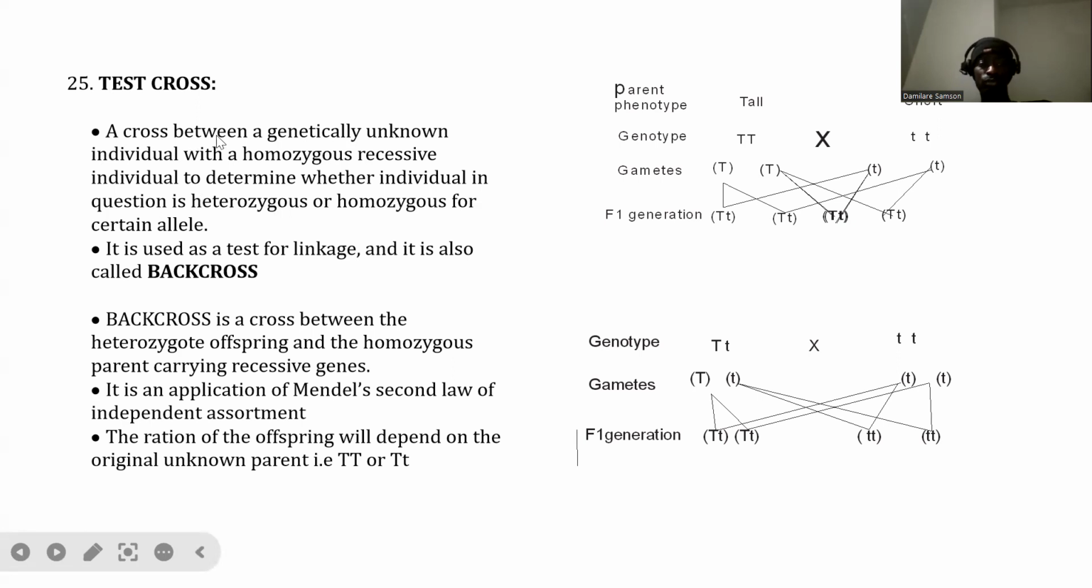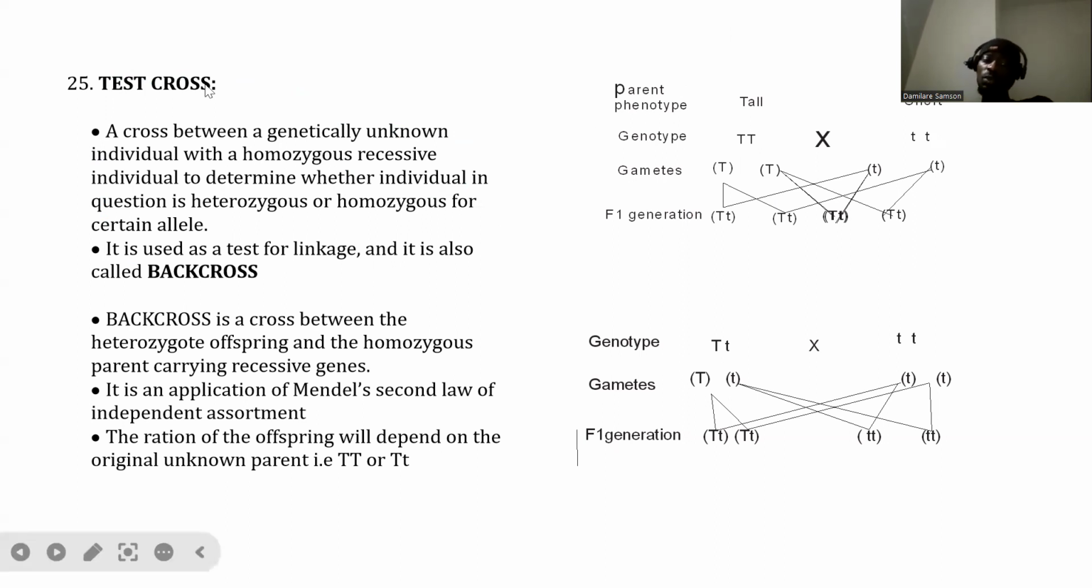Test cross is a cross between a genetically unknown individual and a homozygous recessive individual. I want you to take note of something. This is very simple, and I'm going to explain it with these diagrams so you'll be able to understand how to define test cross. Most of these definitions, I didn't really know them in my own time. But once I remember the cross for that term, I can always use the cross to explain it.